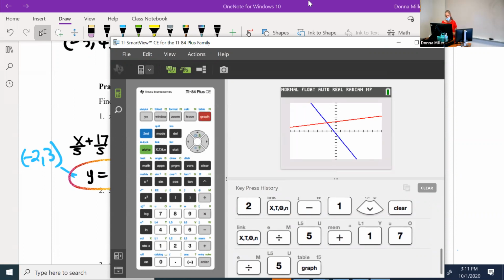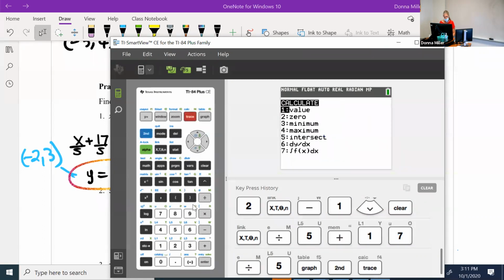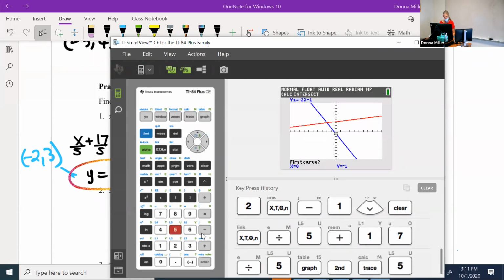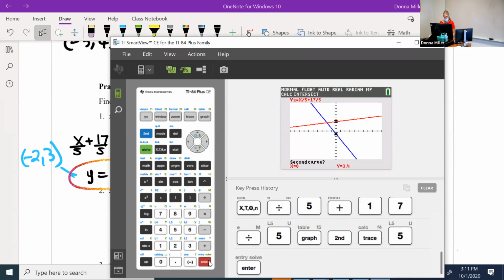And there's one point of intersection. We're going to go find it. Second trace, 5, and enter 3 times. And I get negative 2, 3, which is what I found using algebra, right? So I know I did it right. Now on your final, it's not going to matter whether you do it algebraically or on the calculator because it's multiple choice.